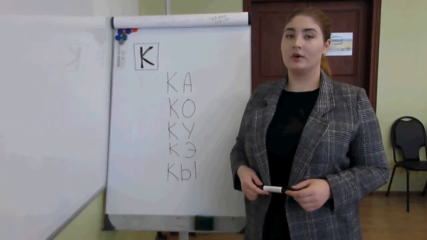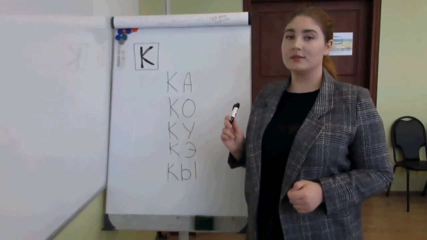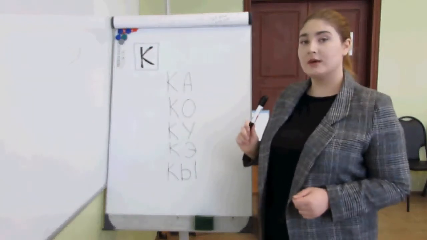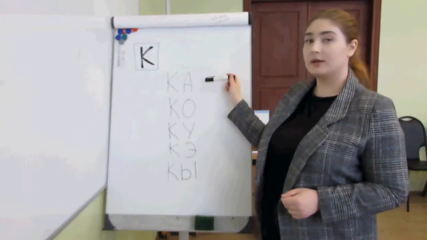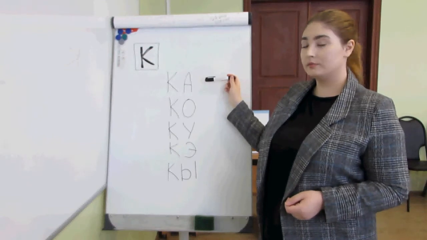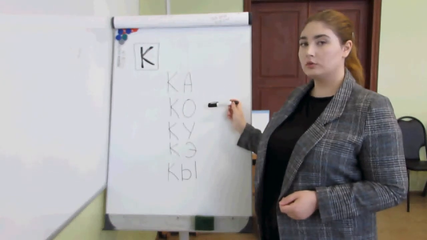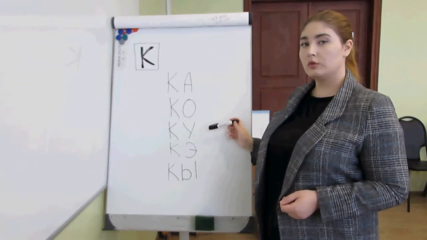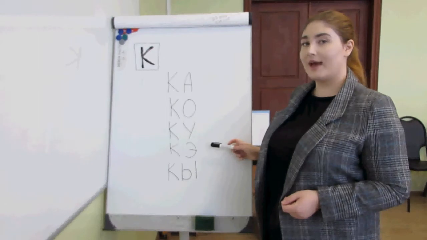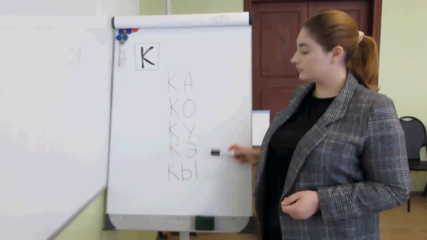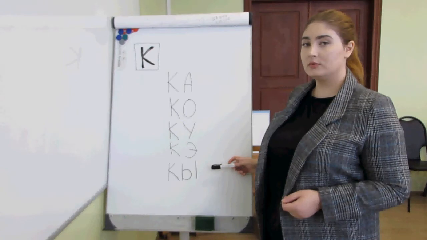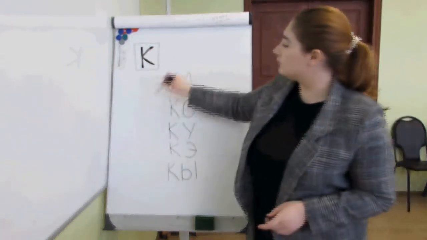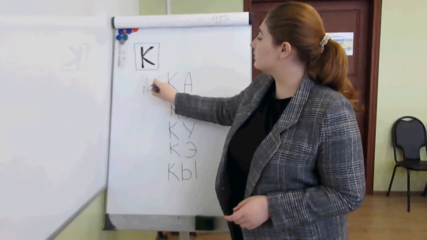Let's continue with the unvoiced consonant K. Repeat after me. Ka, ka, ko, ko, ku, ku, ke, ke, ki, ki. And now I'm going to add vowels in front of our syllables.